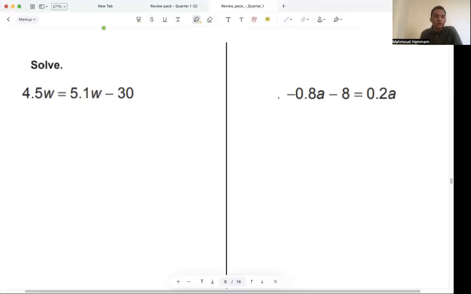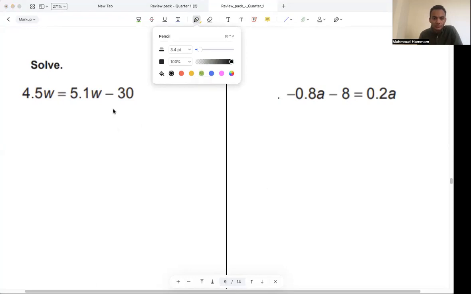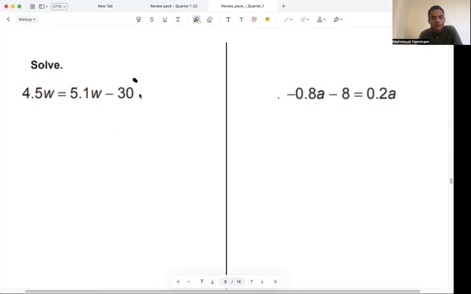Now 4.5 W equals 5.1 W minus 30. Ahmed Hazem, you were asking about decimals. So now, how do I get rid of this decimal, Ahmed? Multiply by just one decimal place. Multiply by 10. Bravo. So here is times 10. Excellent. And the left hand side also multiply by 10.